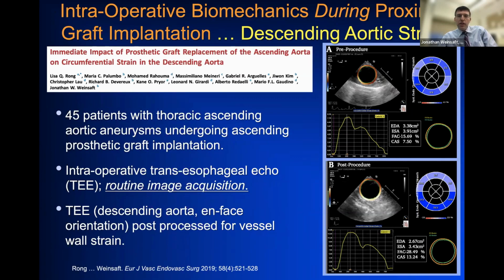Here we're analyzing routine transesophageal echocardiography, in which, like the prior cardiac MRI data, we're analyzing wall motion excursions so as to quantify strain or fractional area change of the descending thoracic aorta.